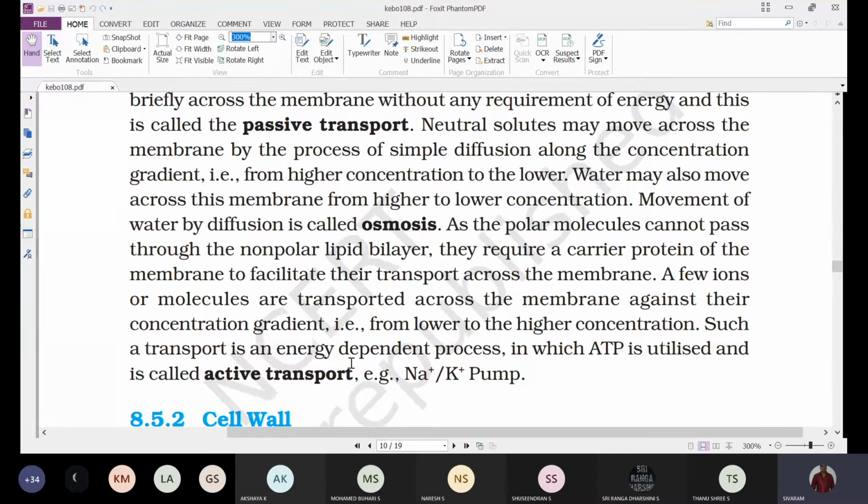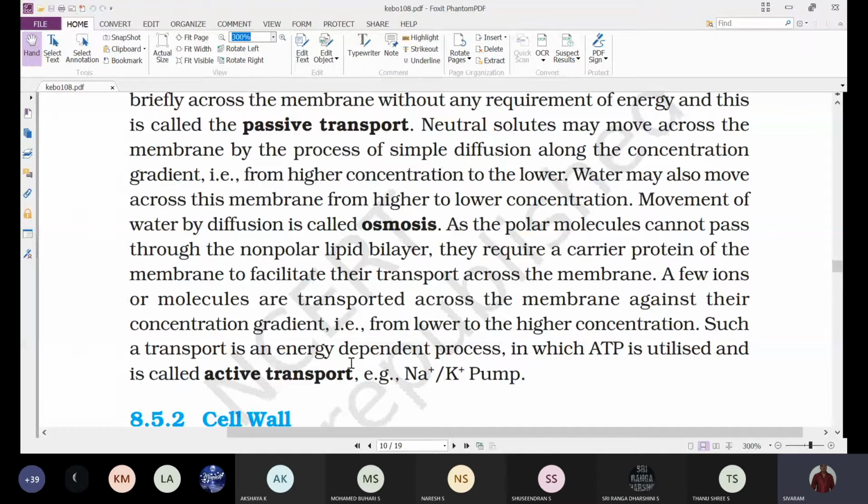But the polar molecules, that means the molecules which are dissolved in water, cannot easily pass through the lipid layer. So as the polar molecules cannot pass through the non-polar lipid bilayer, they require a carrier protein of the membrane to facilitate their transport across the membrane.